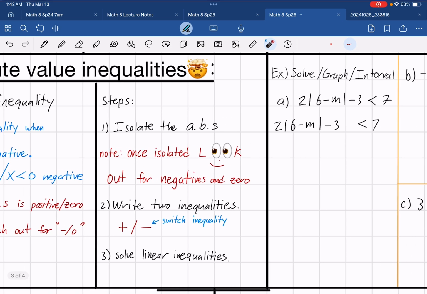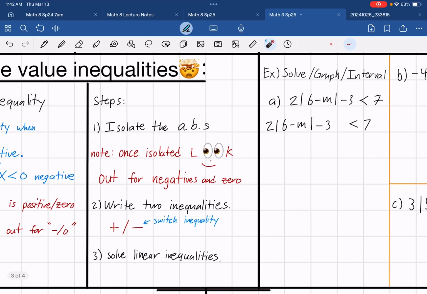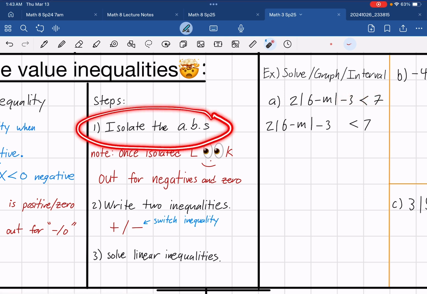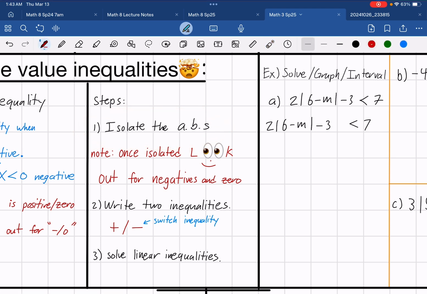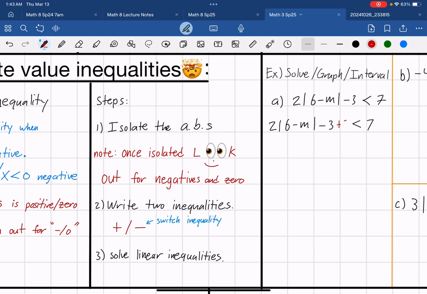Now let's start with this example. The example is 2 times the absolute value of 6 minus m, minus 3, less than 7. Now remember, step 1 is we have to isolate the absolute value first. We're going to do that by adding 3 to both sides. That cancels my 3's. And that leaves me with 2 times the absolute value of 6 minus m less than 10.